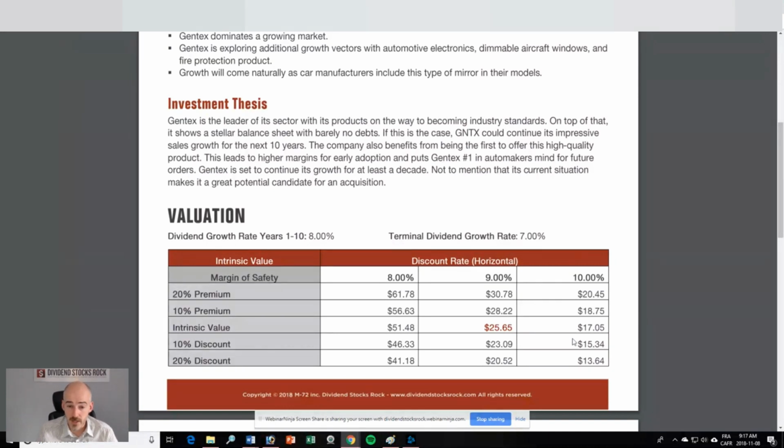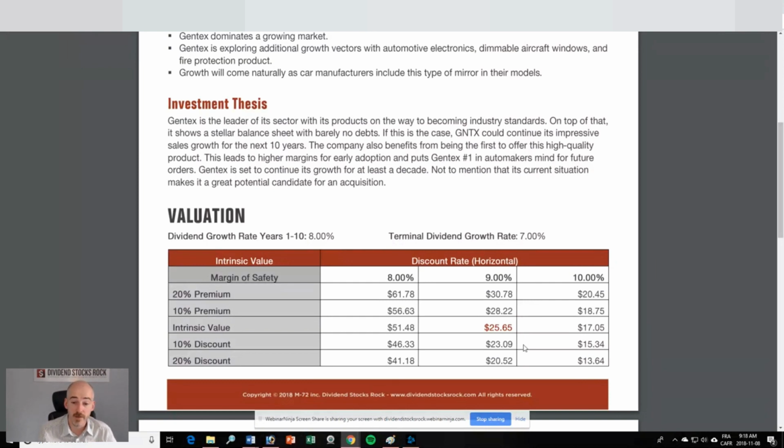Now going to the metrics, what you have here is the value according to the discount rate. The discount rate is the rate of return that you expect on your investment. So if you expect a rate of return of 9% and you assume a high single-digit dividend growth rate, the intrinsic value, so the value you should pay for Gentex in order to receive that 9%, should be around $25. After that, you have the premium, meaning that if the stock price right now trades around $28, $29, you're paying a 10% premium on it.